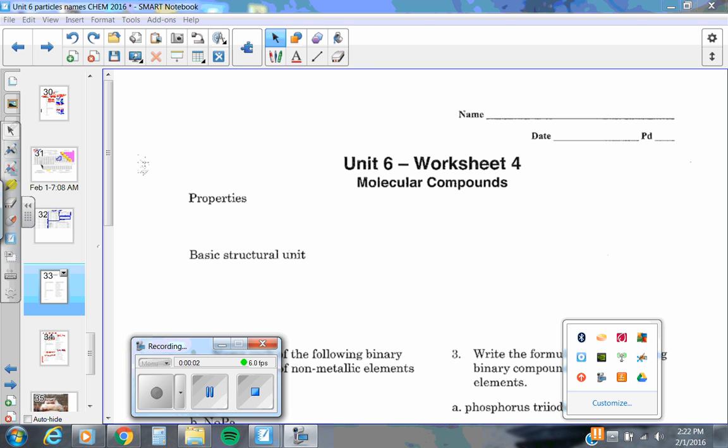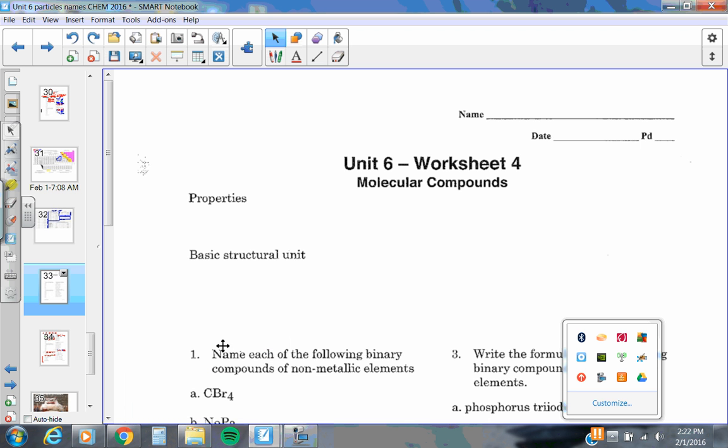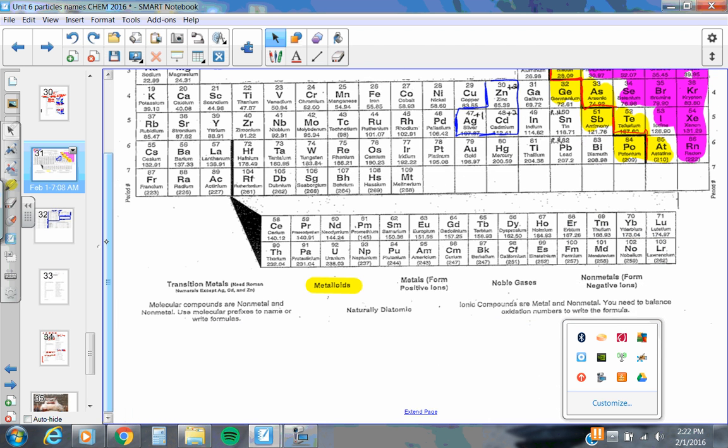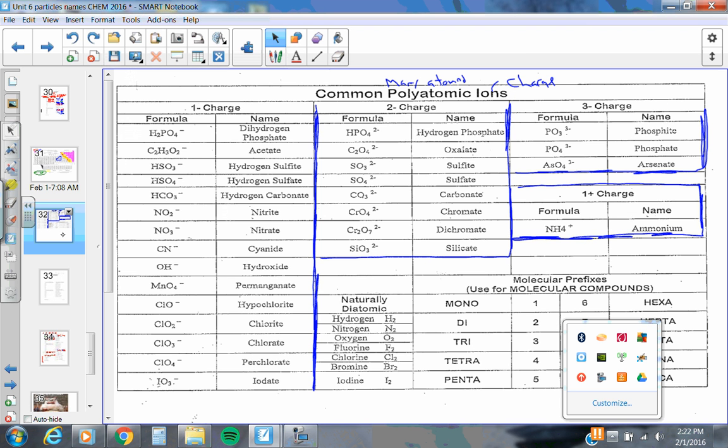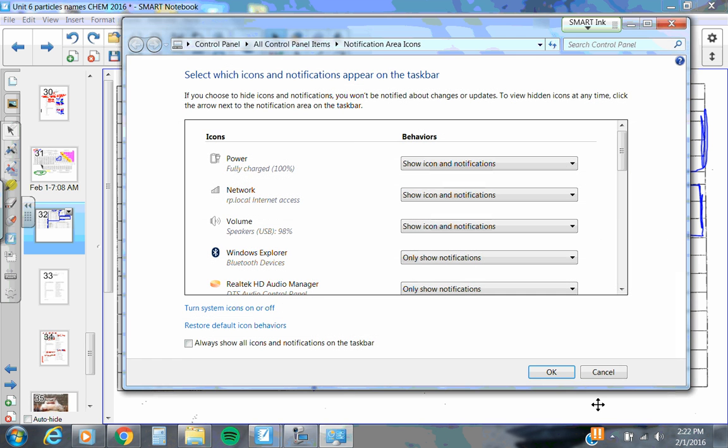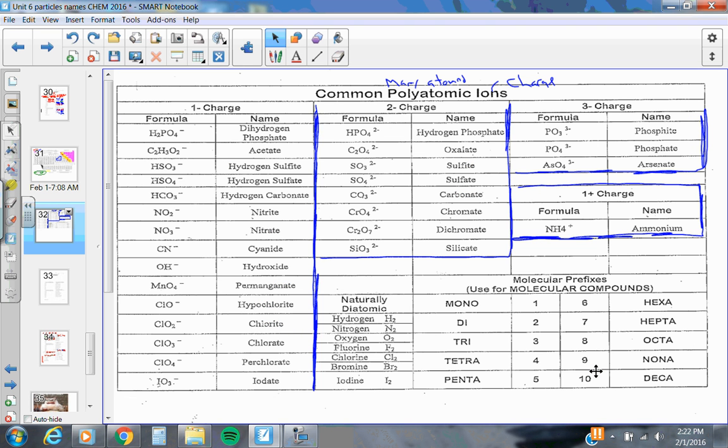Now we're to the easiest part of naming compounds, molecular compounds. Check in your periodic table. Down in this area will remind you that molecular compounds have a nonmetal tied to a nonmetal, and they need prefixes to name the formulas. These prefixes are found over here, on the back side of your periodic table, along with the polyatomics.